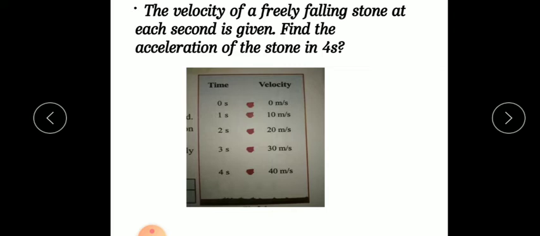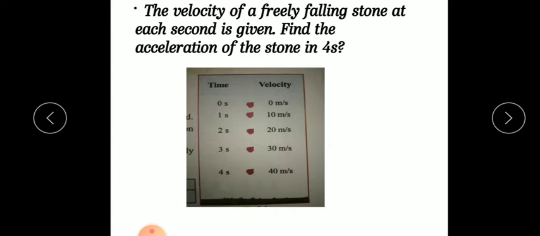So what we have to find? Acceleration. See, when we started to measure the velocity, the time taken as 0 and the velocity is 0 meter per second, and when the time is 1 second, the velocity increases to 10 meter per second. And at 2 seconds, the velocity is 20 meter per second. At 3 seconds, it is 30 meter per second, and at 4 seconds, it is 40 meter per second. So we have to find the acceleration.